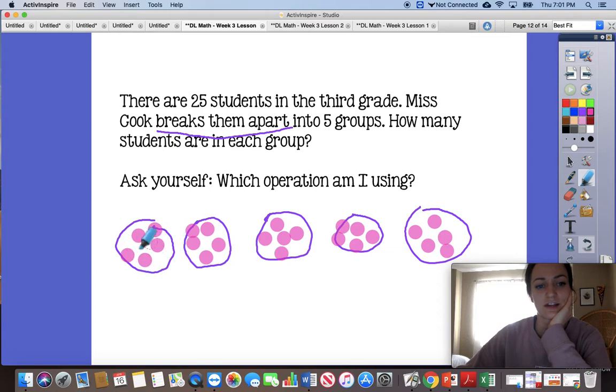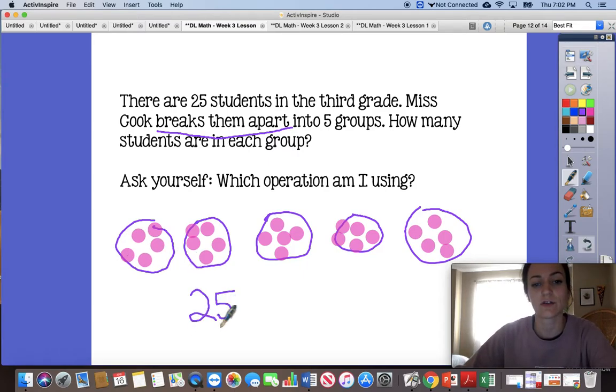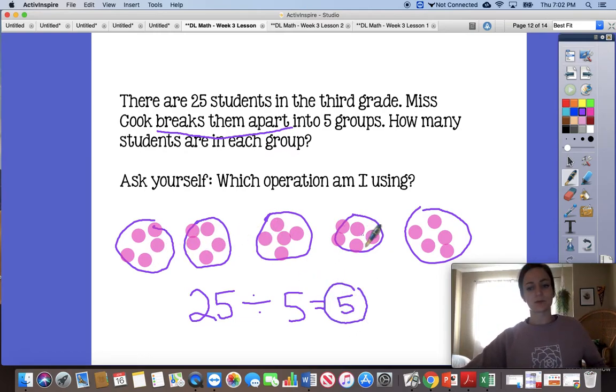How many students are in each group? 1, 2, 3, 4, 5. 5 students in each group, right? So I had 25 students that I started with. I broke them apart or divided them into 5 groups, and I got 5 students in each group. If you didn't want to draw this picture, another way you could do it is you could just count by your 5s until you get to 25, right? When we're dividing, we're kind of doing the opposite of multiplication. So 5, 10, 15, 20, 25. Okay, counted by my 5s, so I got 25, and I got 5.